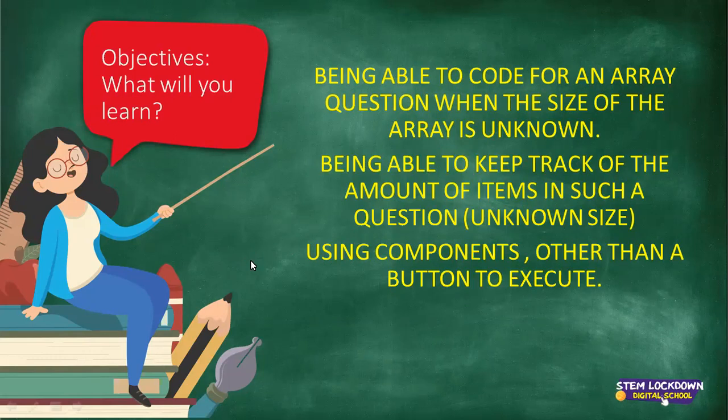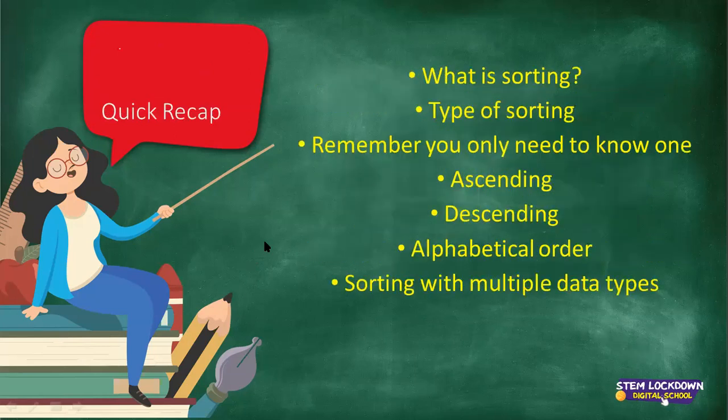Quick recap: what is sorting? We explained that sorting in an array is just arranging values in a particular order. We spoke about the different types of sorting, and the main two you need to understand are the bubble sort and the selection sort. Now, I'm not a big fan of the bubble sort. I think neither are you, but either one is acceptable.